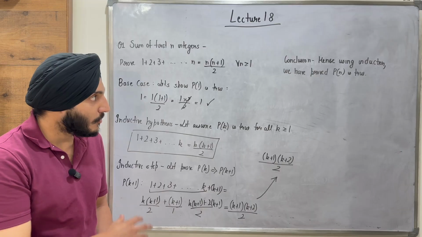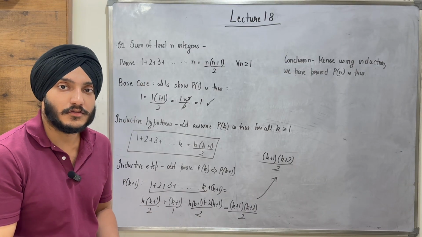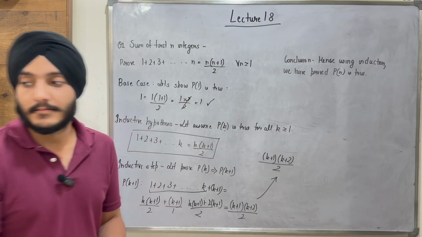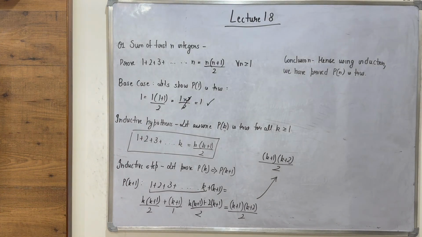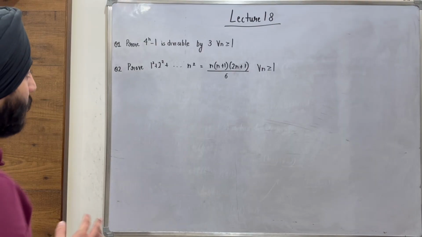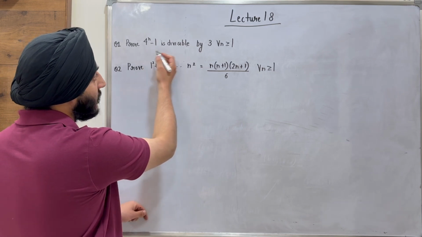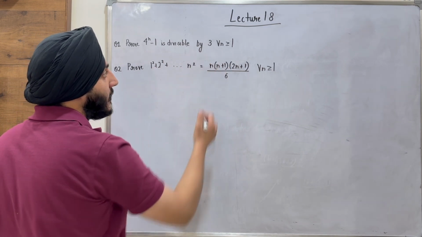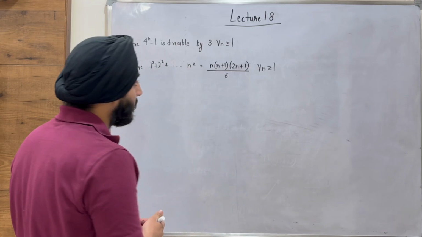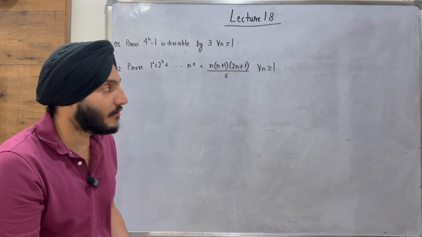So I hope you were able to understand this question. Now I'll be giving a bunch of practice questions for you guys to solve. Okay, so given only two questions on the board. First one is prove that 4n minus 1 is divisible by 3 for all n greater than equal to 1, right? And the second one is very close to the example that we solved.